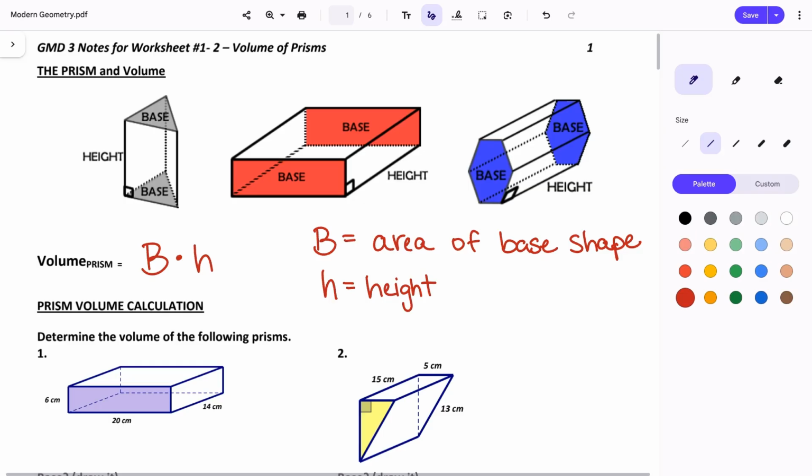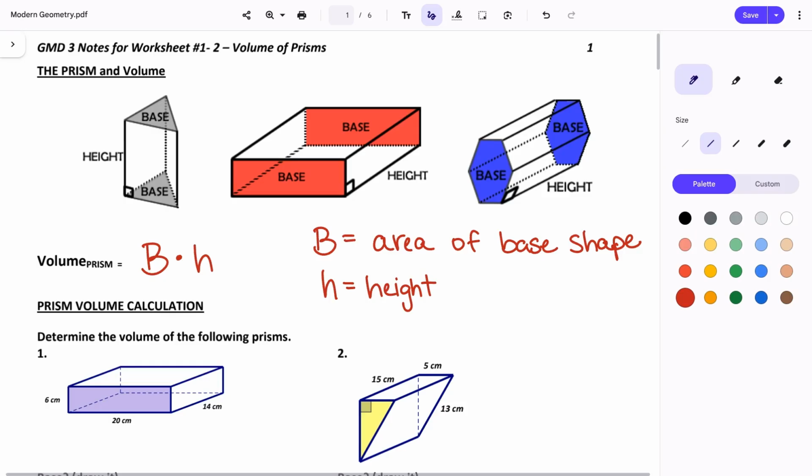Now look at all of these pictures up here. On these pictures it says height, height, height. On all 3 of them, the height is the space between your bases. So when you're looking at a prism, especially because some of our formulas are also going to have h's in them for our base shape, you want to make sure you can differentiate, is this the height of my base shape or is this the height of my prism?